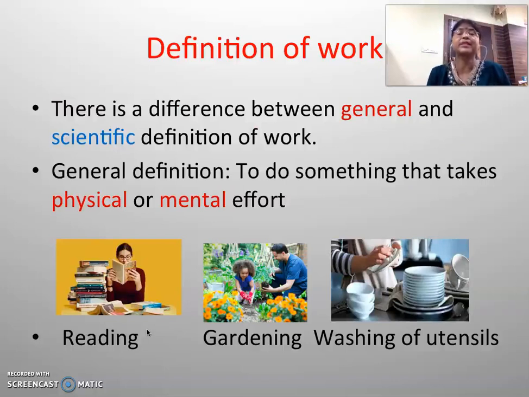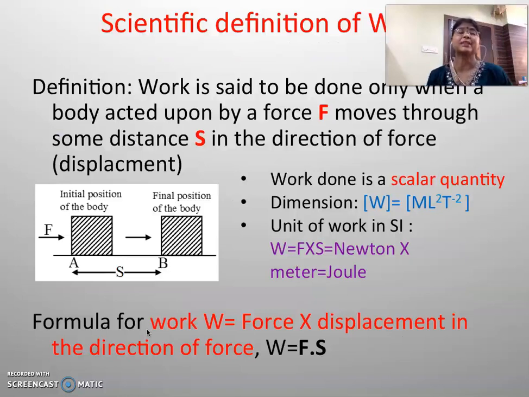So first is the definition of work. We know there are different types of definition. In general, in our colloquial language, we say that reading books, gardening, washing utensils is work. In these cases, some physical or mental effort is always involved. But the scientific definition of work in physics needs two factors, that is force and displacement.